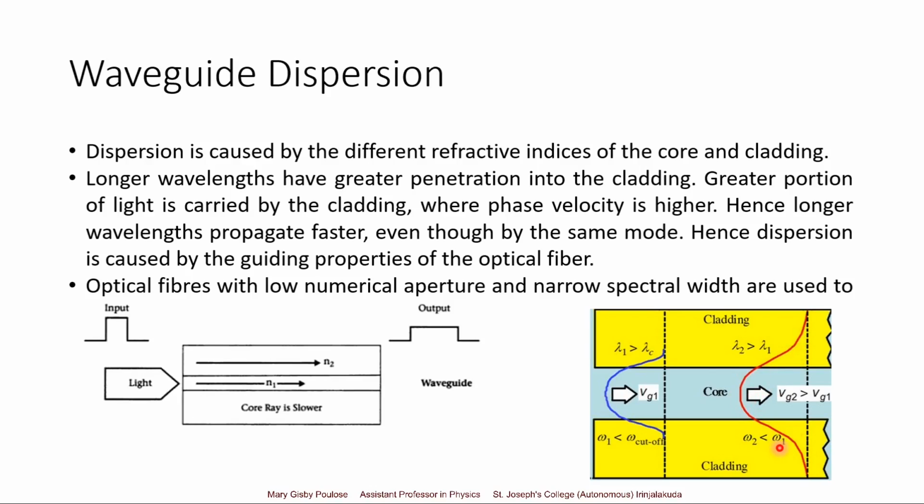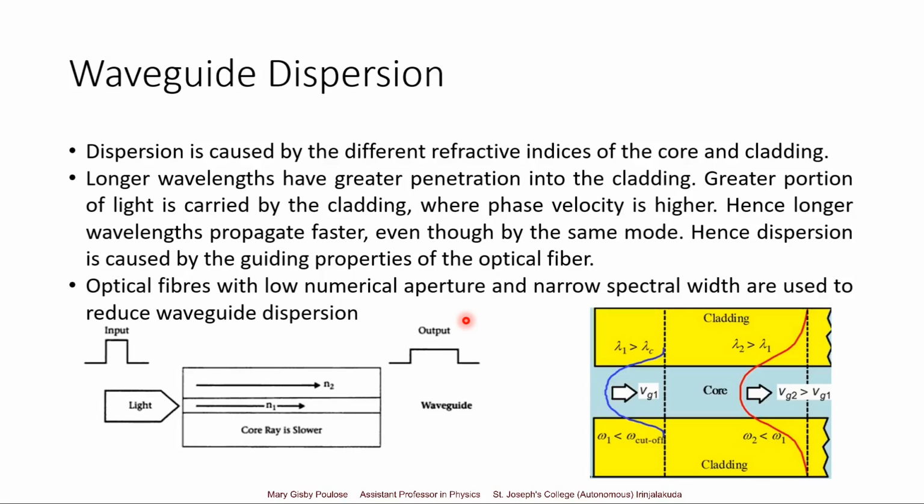Hence, a greater portion of the light is carried by the cladding, and in the cladding, the phase velocity of the wave is higher. So this wavelength will propagate faster than the shorter wavelength wave. Even though both are in the same mode, the longer wavelength will propagate faster due to the difference in the refractive index of core and cladding. Hence, dispersion is caused by the guiding property of the optical fiber, and it is called waveguide dispersion. Optical fibers with low numerical aperture and narrow spectral width are used to reduce waveguide dispersion.